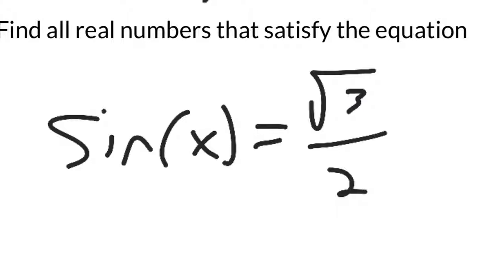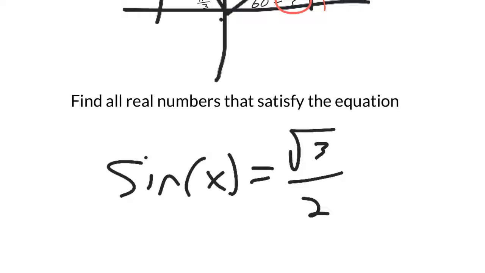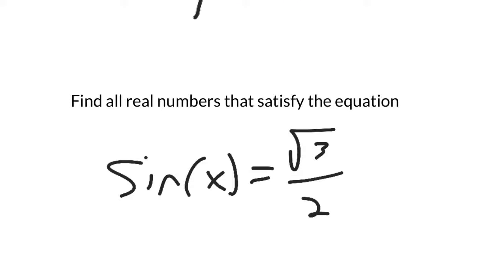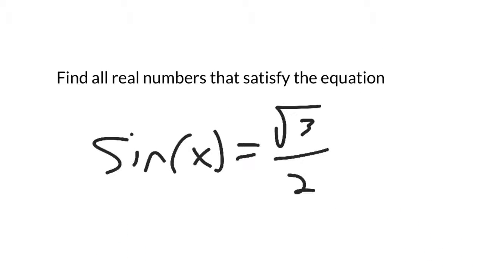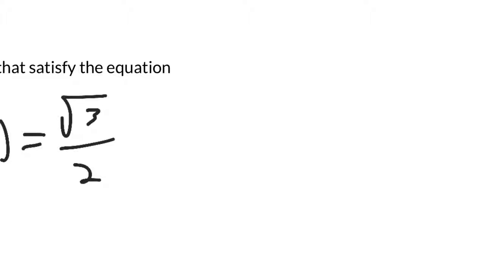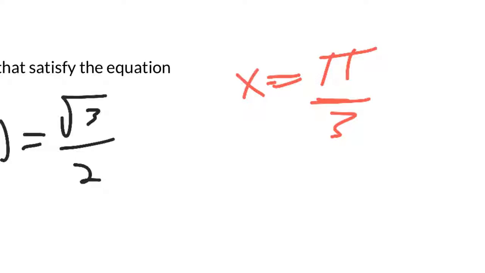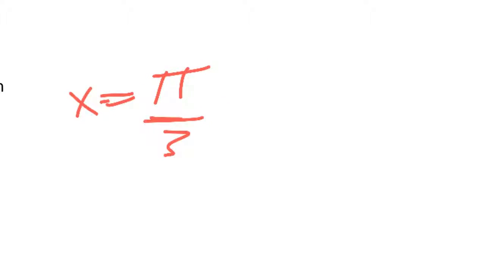Make this be true. If you plug in pi over 3 in the calculator, sine of pi over 3 gives you square root of 3 over 2. So to find all the real numbers, meaning listing all the infinite amount of numbers that make this equation be true, we'll start with listing the first one. We'll say that x equals pi over 3. But now we'll use the fact that sine repeats every 2 pi, and it starts doing the same exact thing. So we're going to say x equals pi over 3 plus 2 pi times some k.